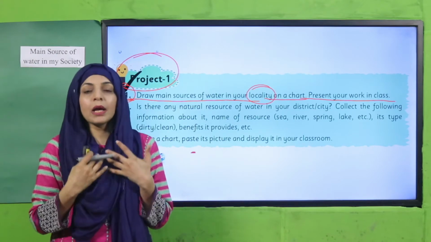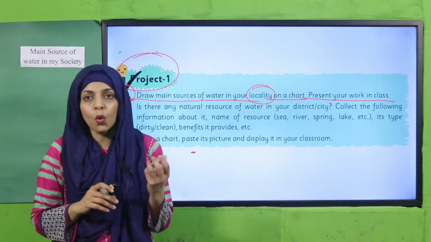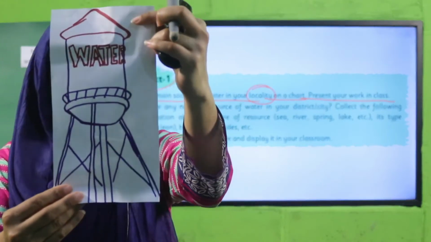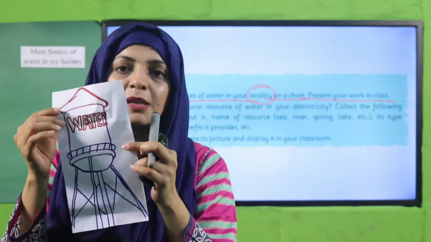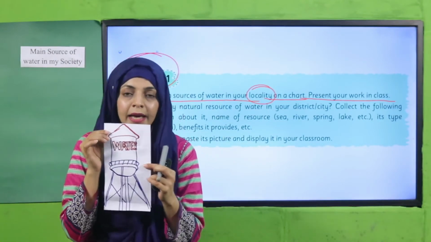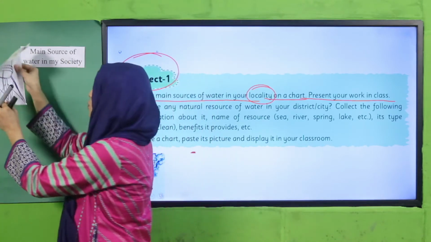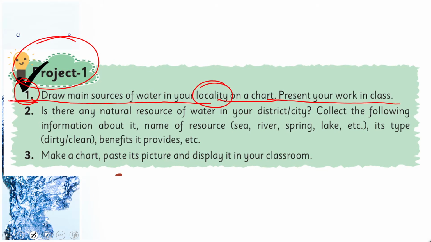Let me tell you, I will draw it first for you and then you will pause the video and you will make your work. So my dear students, here I have drawn a water tank. This is a water tank. See? So I draw it myself, और मेरी सोसाइटी में पानी जो है इस वाटर टैंक से आता है. So main source of water in my society is this water tank. और यहाँ से हर किसी के घर में जो है वो पानी आ जाता है.